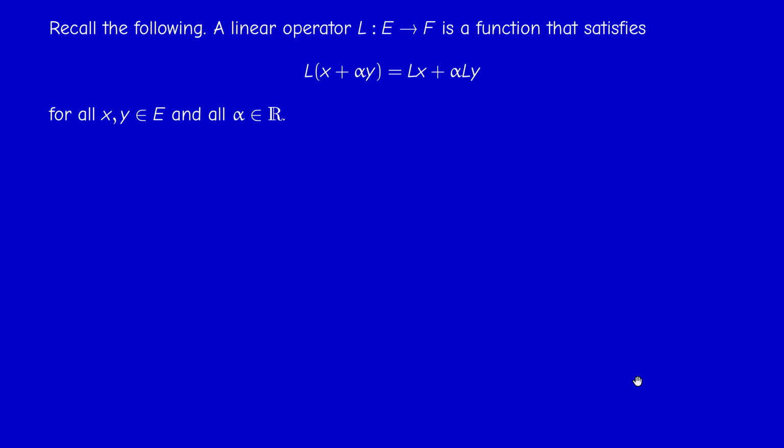Now, linear operators. A linear operator, as you know, is a function that transforms linear combinations into linear combinations. Or if you want, you can split this condition into two parts. It takes sums into sums and a multiple of a vector into the multiple of its image.